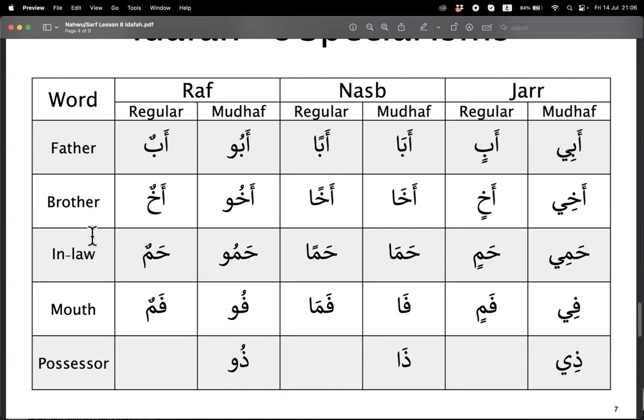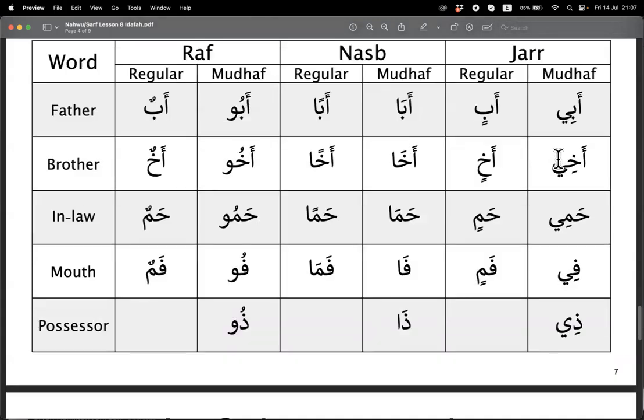The ones that are important in this table are father, brother, and the last one, zu. Zu is always going to be mudaf. They don't have a heavy version, because it must be zu something, the something, the something. So for these words, usually you say marfu bil dhamma, mansub bil fathah, majrur bil kasrah, which is correct if it's heavy. But if it's the light version, if it's a mudaf, then it's not bil dhamma anymore. This is bil waw, this is bil alif, this is bil ya.